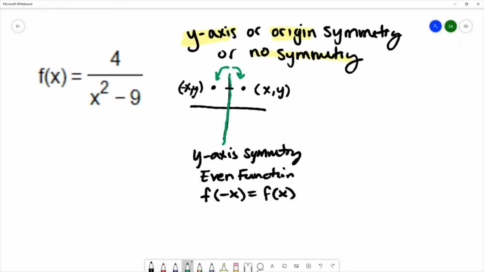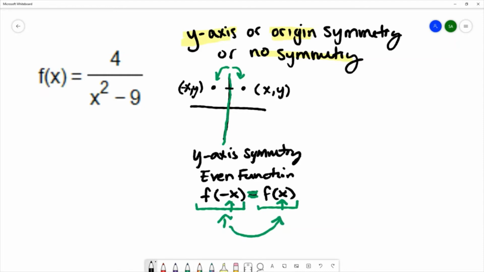And that's what we see in this statement here. We see two x values that are mirrors or opposites of each other. And when you look at the y values at each one of those, the y values are the same or equal to each other. So if we want to test to see if something has y-axis symmetry, we're going to calculate f of negative x and see if it comes out to be equal to f of x.